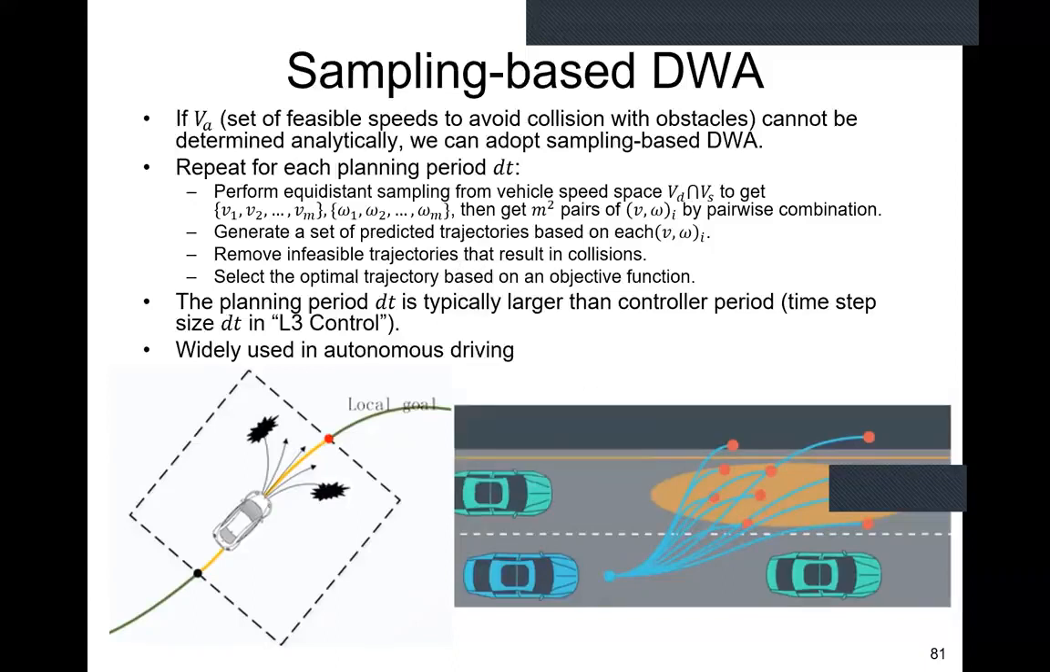So this is the figure I showed before of a passing maneuver. This is how the DWA plans a trajectory. This is a very widely used planning algorithm in autonomous driving. The planning period dt, notice that it's not the control period. The planner typically has a larger period; it runs at a lower frequency than the controller.